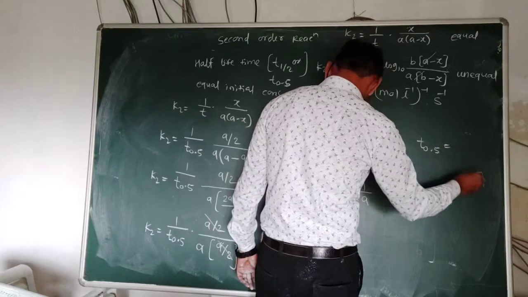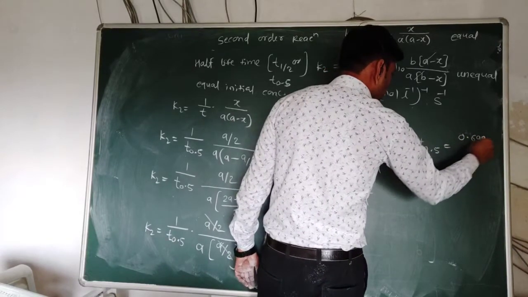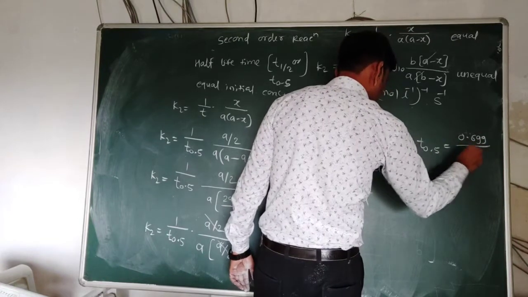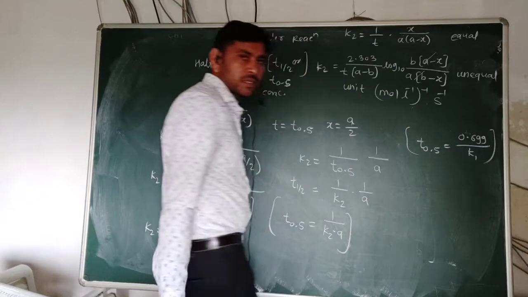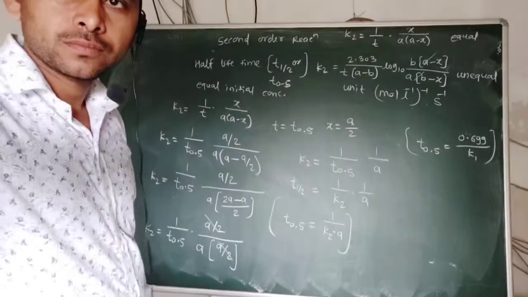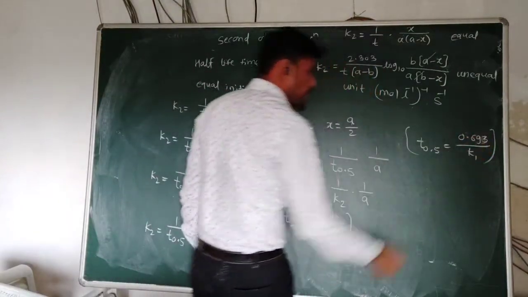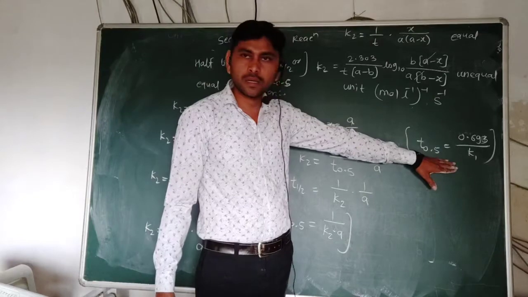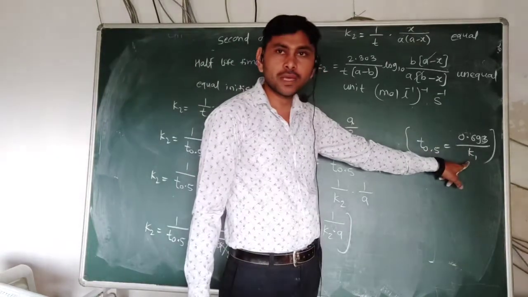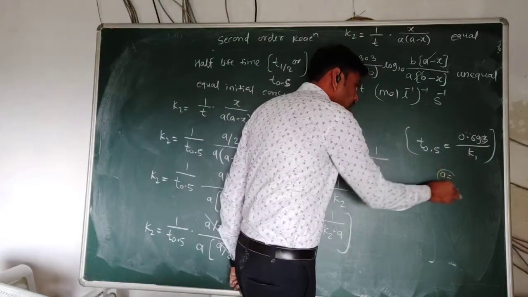For first order reaction we know that t 0.5 equal to 0.693 upon k1. So this equation doesn't contain the term a. A is the initial concentration.